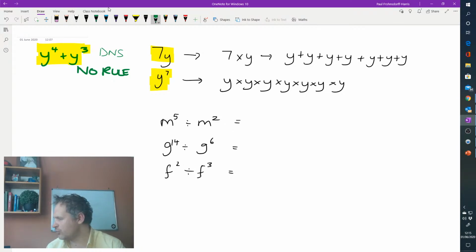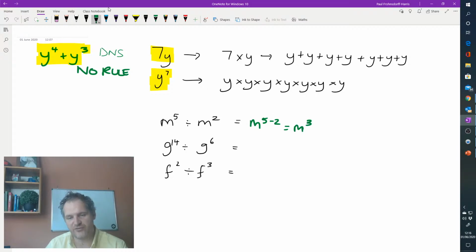Okay, so there's no rule for adding and no rule for taking away, but there is a rule now for dividing, and that's what we're going to do. I'll do the first one with you. Some of you will already have an answer. Remember, we can do it by taking away. 5 take away 2. You could just do m to the power 5 take away 2 is m to the power 3.